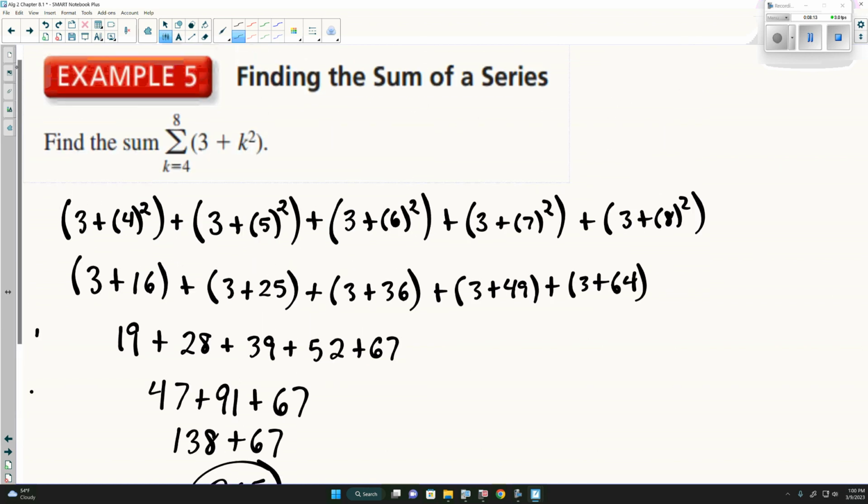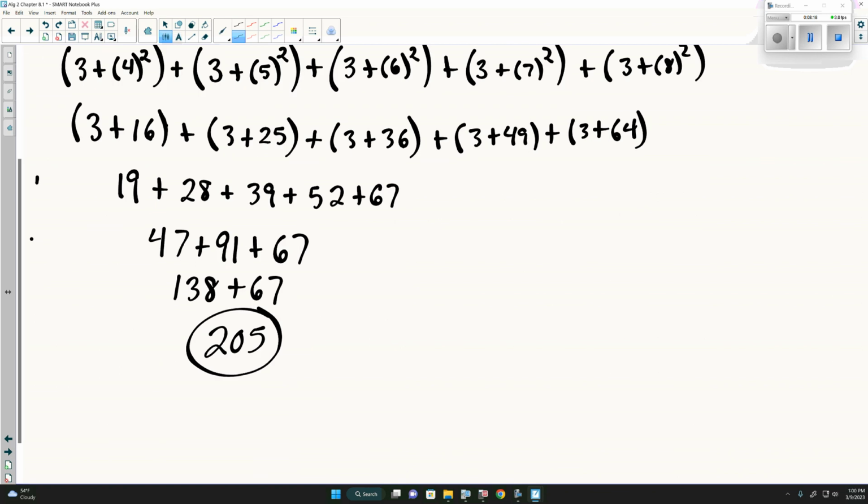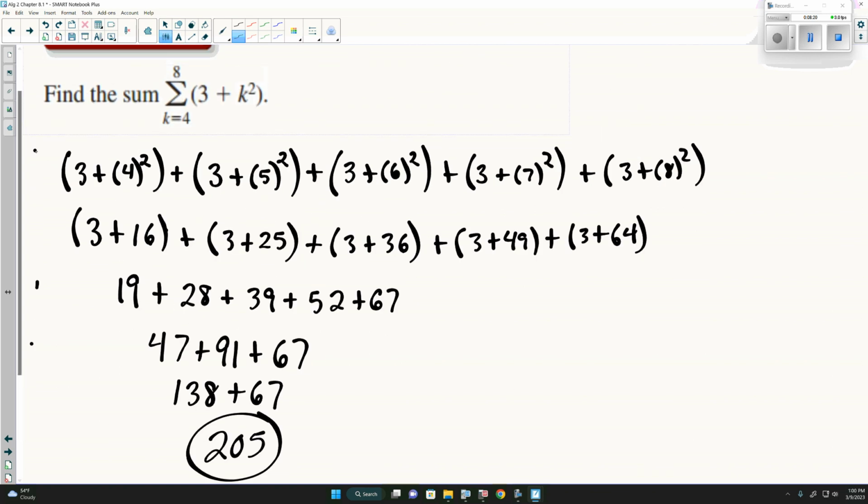So looking at the series, where are we starting? Because the bottom number gives us our start, the top number gives us our end. So we're going to start with 4 and go to 8.